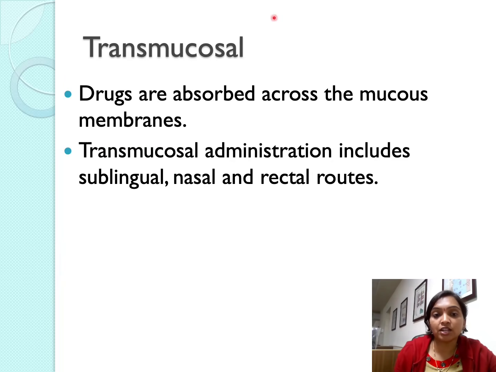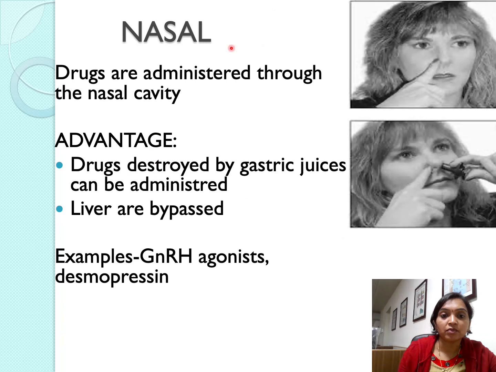So the next one is the transmucosal route. As the name suggests, here the drug is delivered through the mucous membrane of the nasal cavity, rectum, or through sublingual. All these are mucous membranes. So through this layer, the drug will be delivered. The first one is the nasal, through inhaling through the nose like this. Through the nasal cavity, the drug will be absorbed. The advantage of this route is there is no problem of destruction of the drug through the gastric juice, and it also bypasses the liver. There is no first pass metabolism in the liver.